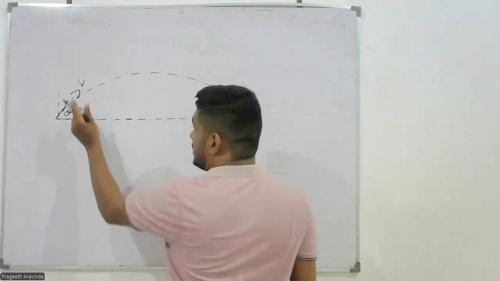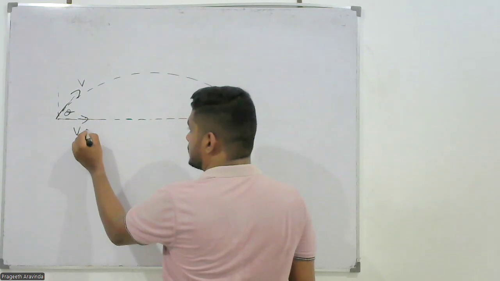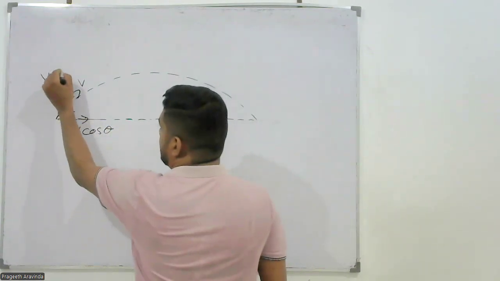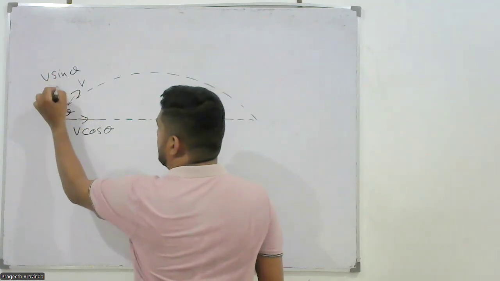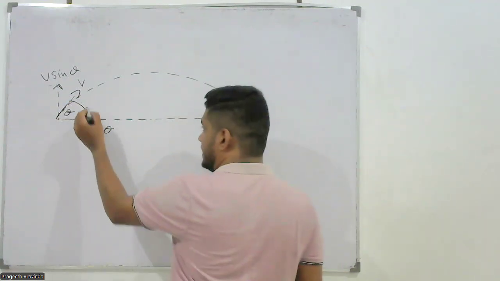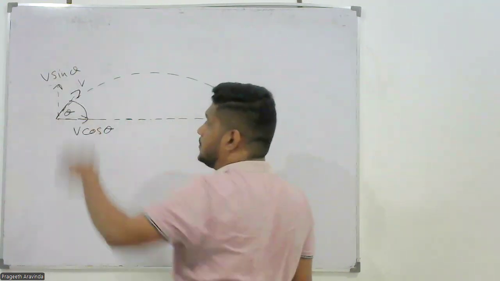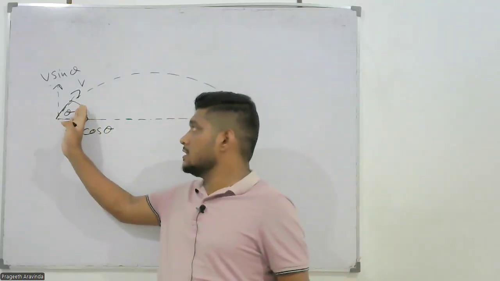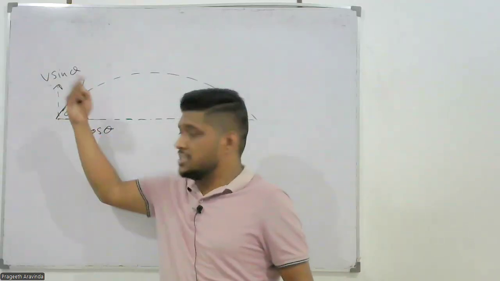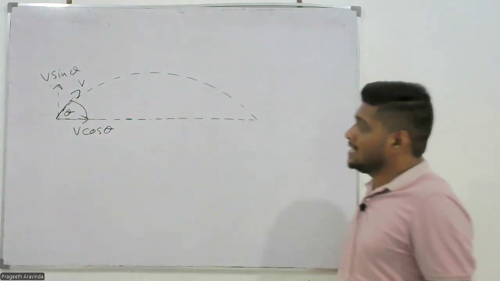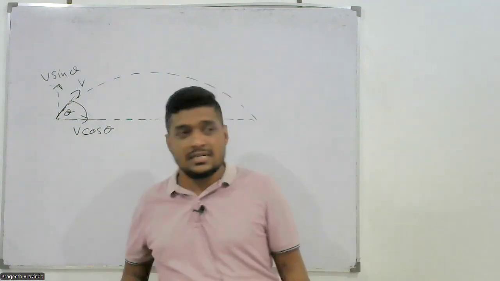From the vectors lesson, this component is V cos theta. This one is V sin theta. Right? When you resolve the vector towards the direction of the angle, it is a cos component, and when you resolve it to the other direction which is perpendicular, that is a sine component. After this, the motion is the same as before.